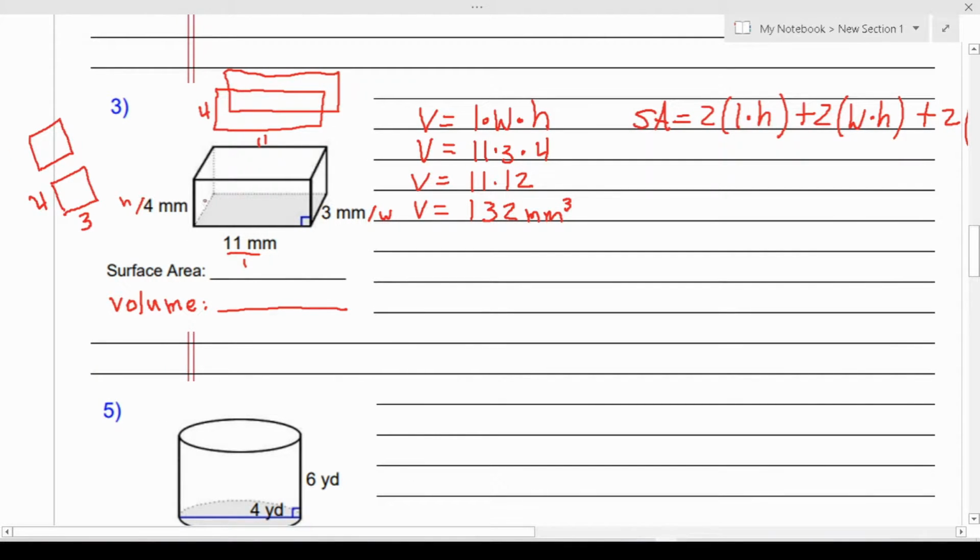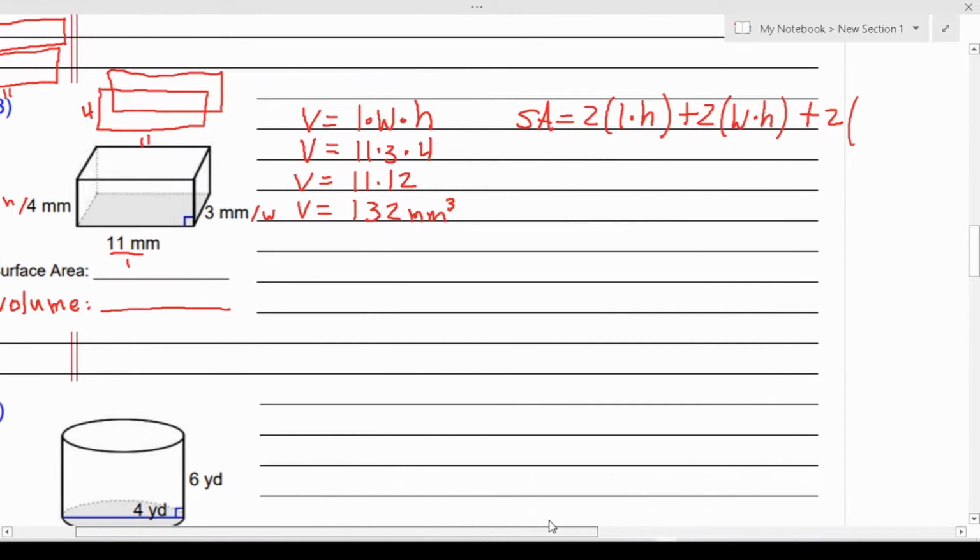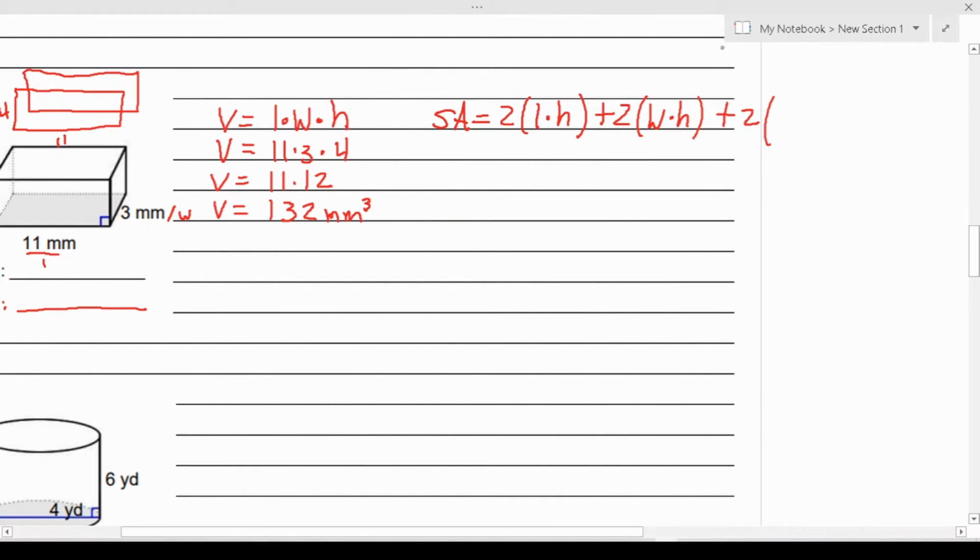And finally, we have this bottom face and this top face. Let me try to draw those for you. That's the bottom one. That's the top one. As you can see, they mirror each other, where the length is 11 and the width is 3. So we're going to need 2 of those as well. Again, that's going to be length times width. Okay, so this is the formula for surface area, which is, again, adding up the areas of all the faces in this rectangular prism. Okay, so that's it. Let's plug things in now.